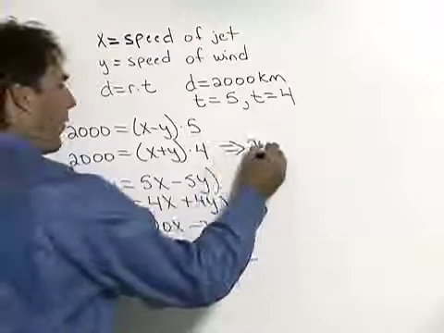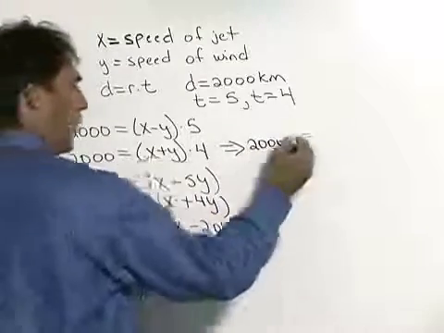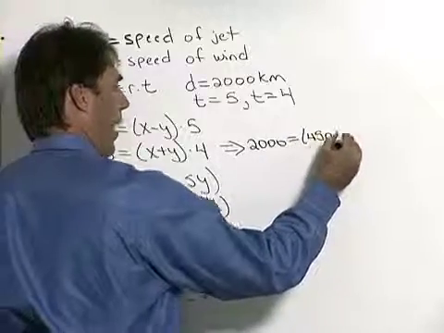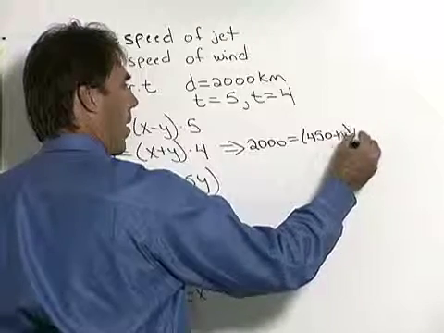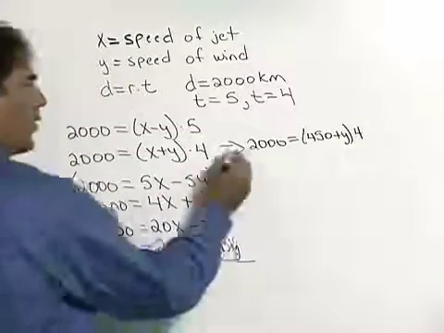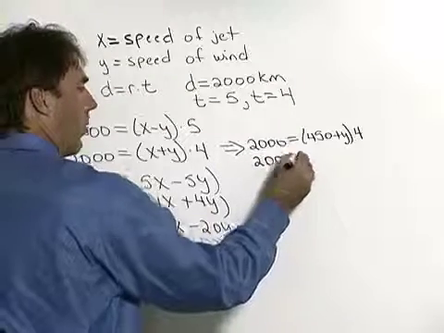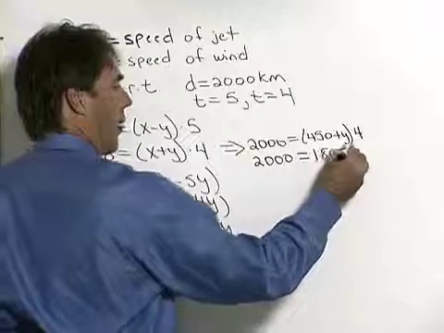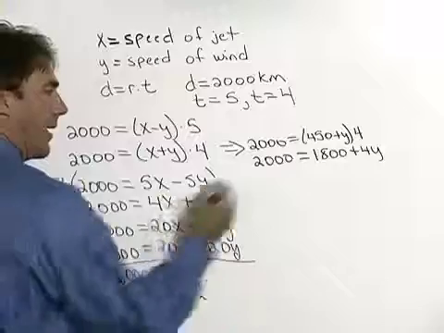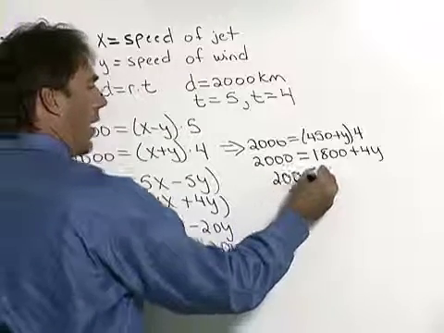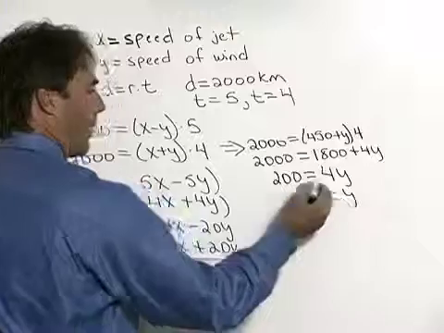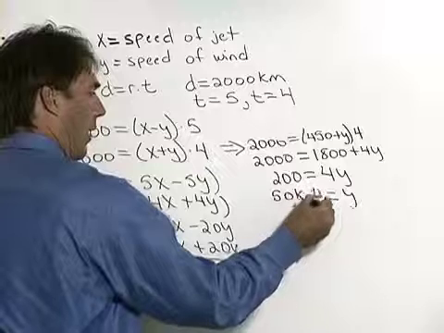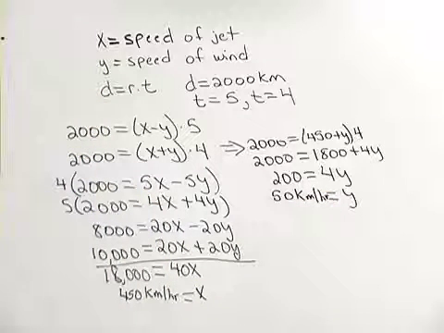So we'll have 2,000 is equal to, we know x is 450, so this will be 450 plus y times 4. If we distribute, we'll have 2,000 is equal to 1,800 plus 4y. Subtracting 1,800 from both sides, we get 200 is equal to 4y. Dividing by 4, 4 goes into 200 50 times, so we get 50 kilometers per hour. So the speed of our wind is 50 kilometers per hour.